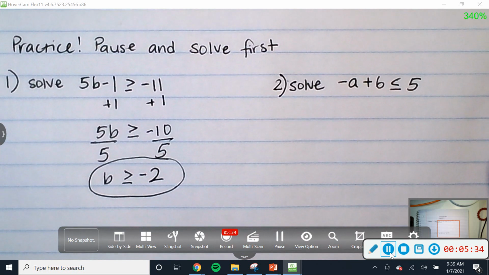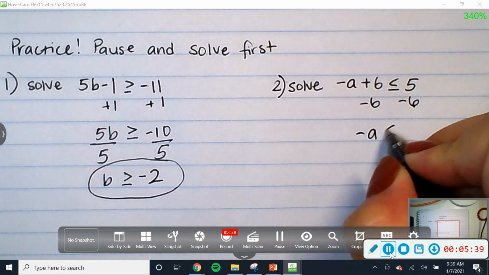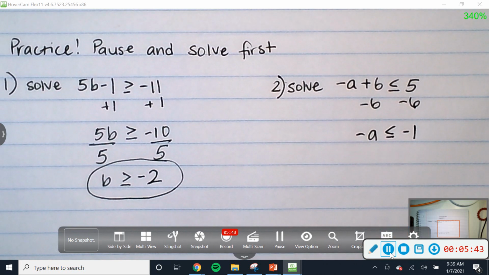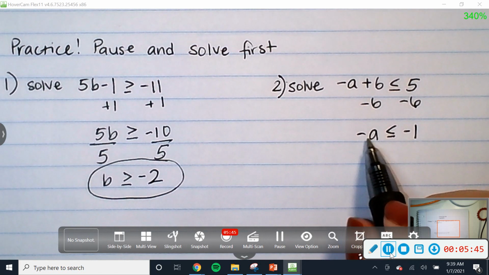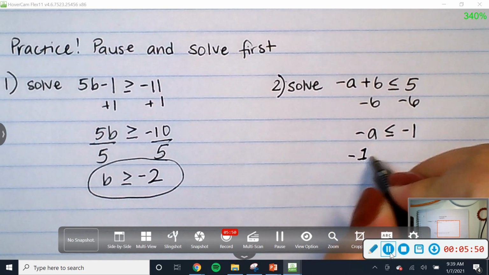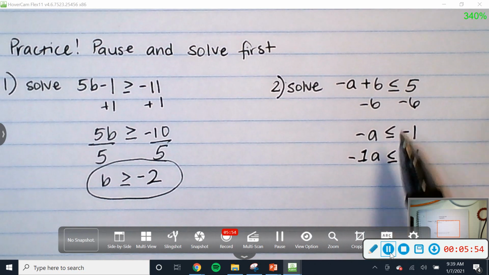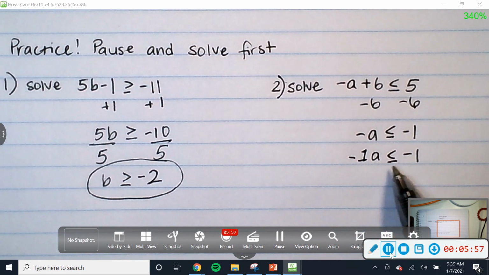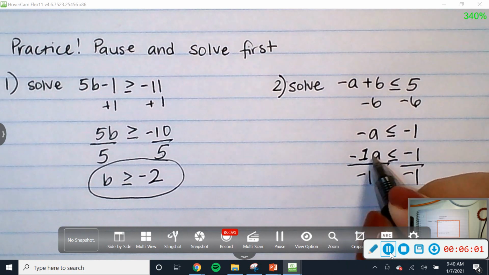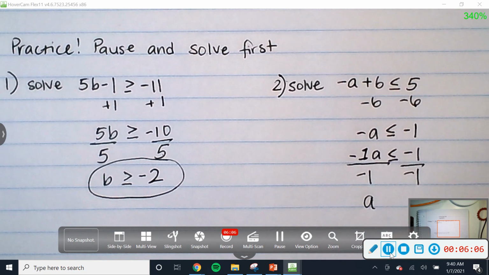Okay, for the second one right here, we're going to start by subtracting 6 on both sides. So we have negative a less than or equal to 5 minus 6 is negative 1. And remember, anytime you have a variable that has a minus sign, like this one, negative a, you can imagine it as negative 1 in front. So I'm just going to write it out so that we can see this here. Remember, it's always the same thing as having a negative 1. So you can divide negative 1 on both sides so that we'll get a by itself. We can't leave it like this where it's negative a. You have to have a by itself.